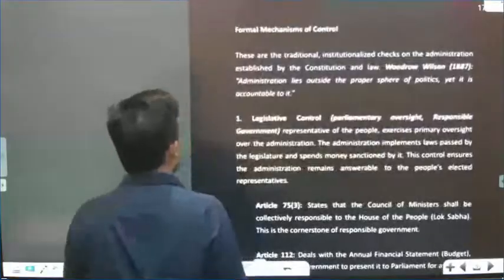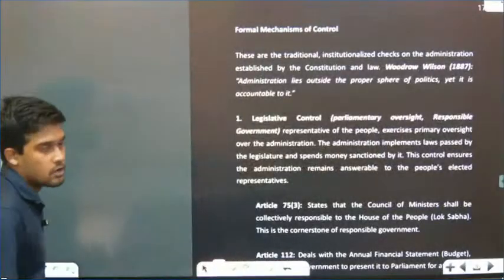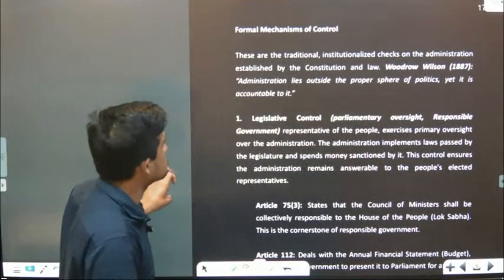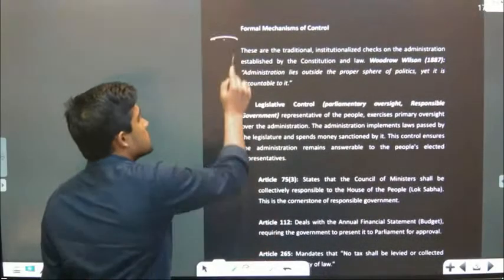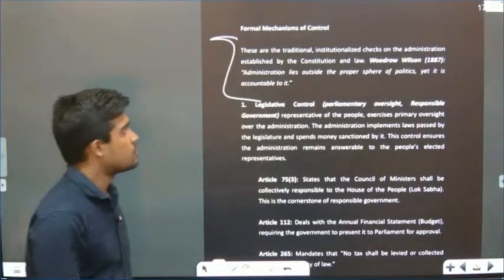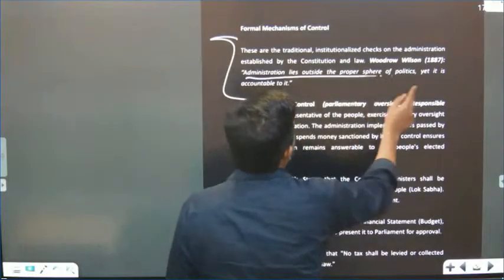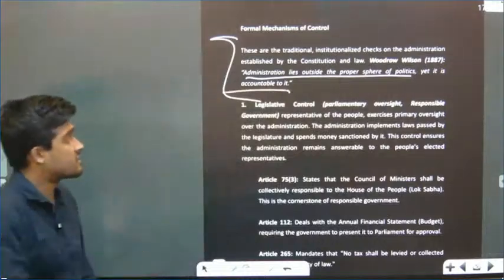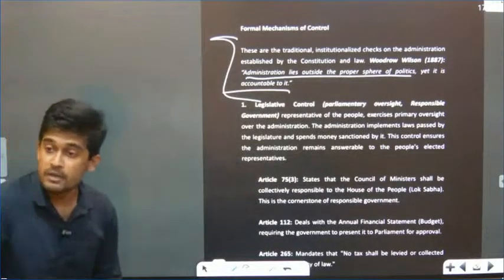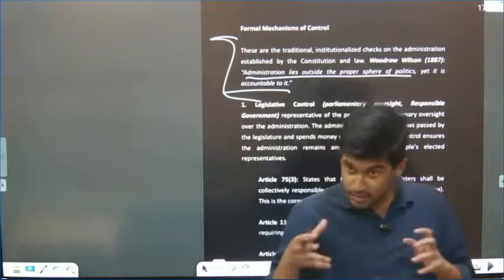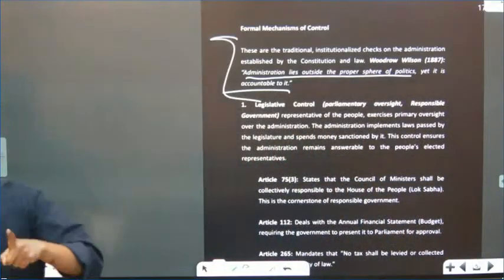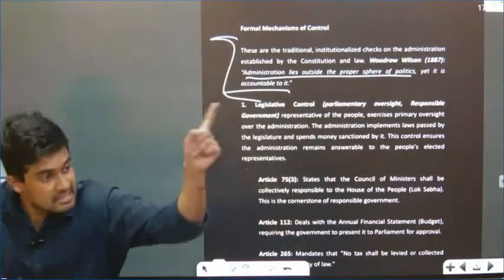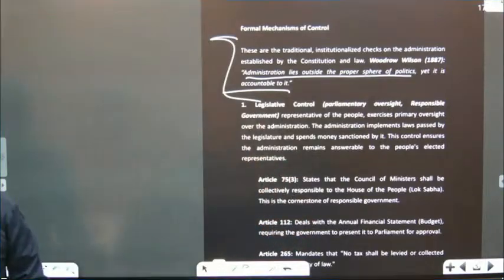So, what are the formal mechanisms of control? Woodrow Wilson says administration lies outside the proper sphere of politics, yet it is accountable to it. So Wilson is speaking about the dichotomy, right? That these are different. But he's saying even though administration lies outside politics, still it is accountable to politics. Why? Because representative democracy is there.